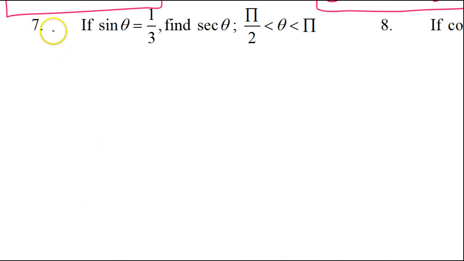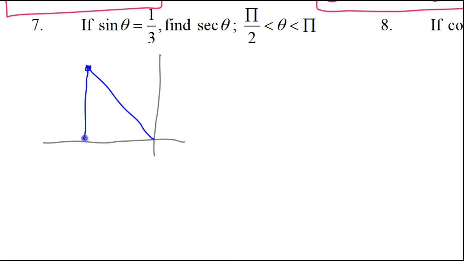Well, for problem number 7, we are between pi over 2 and pi. That's the second quadrant, ladies and gentlemen, so we will draw our angle like so. Okay, pi over 2 and pi.